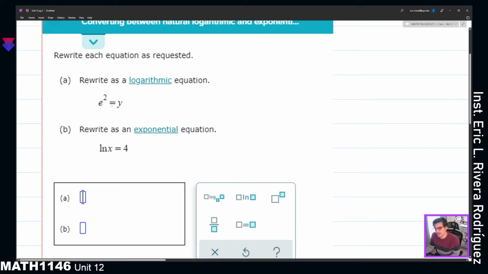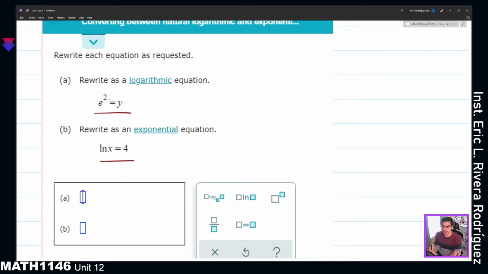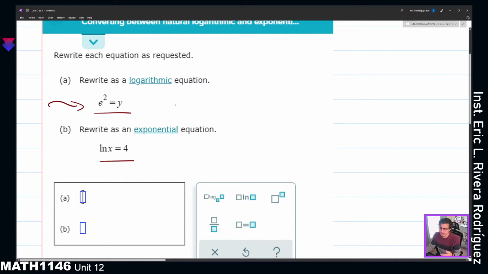Careful with these exercises. They are very infamous. They are very easy, but a lot of my past students got this wrong every time. So what we are going to do is turn the exponential equation into the logarithmic equation. Basically, what we are doing is looking for the inverse function of this.